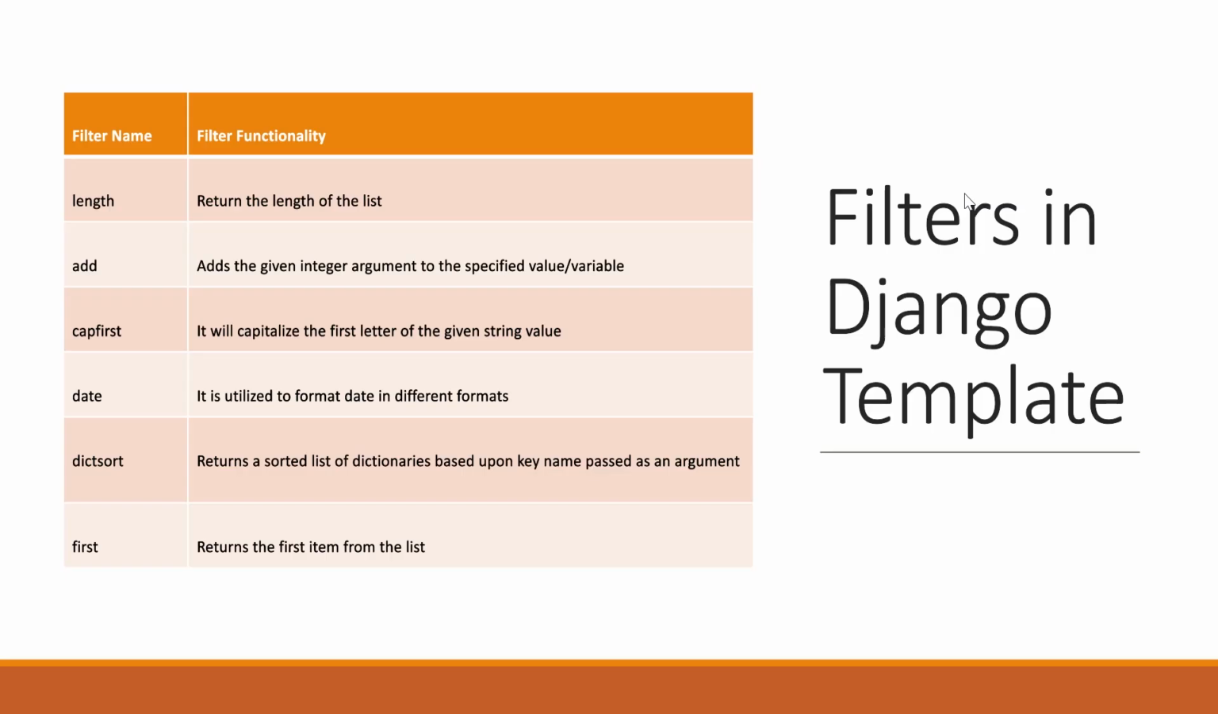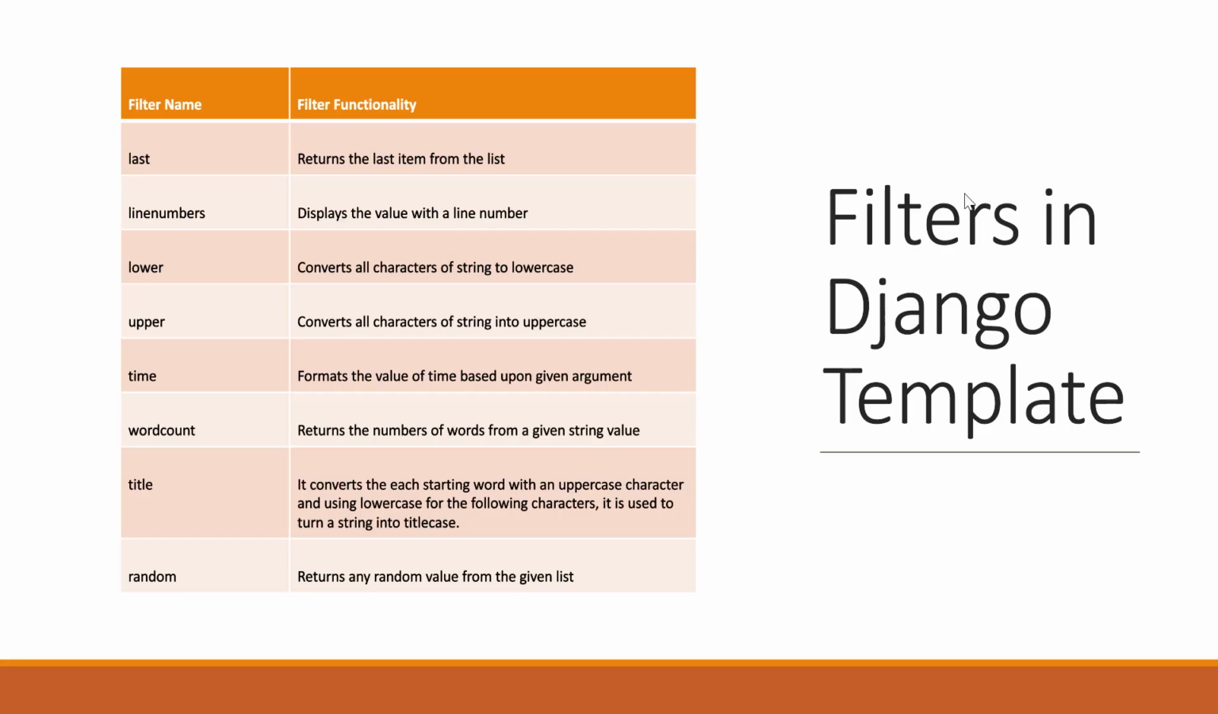So very first filter is length, that returns the length of the list. Then there is add, which is utilized to add the given integer argument to the specified value. Then there is capfirst, which is utilized to capitalize the first letter of the given string value. And in the same manner there are many different types of filters that we can use. We have defined some common filters in the document which is available with this video. So for the filters part you can refer to that. Let's come to the part of the example.